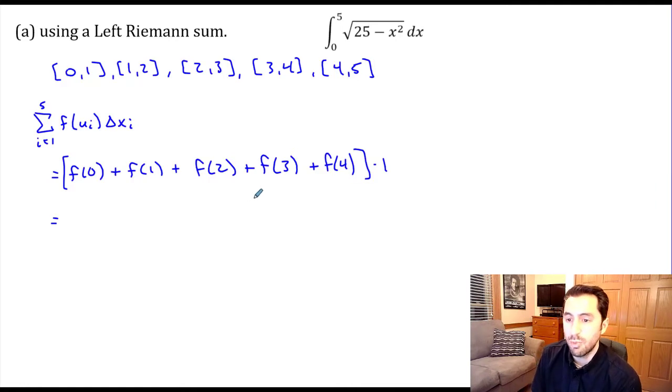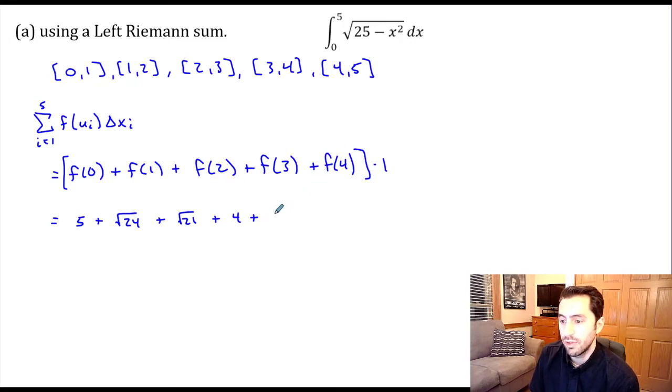All right, so now let's evaluate what we have here, and this is going to give us our approximation. f of 0, if I plug that in, I just get the square root of 25, which is 5. If we plug in 1, it's 25 minus 1, so that's the square root of 24. If we plug in 2, so 25 minus 2 squared, it's going to be the square root of 21. f of 3 is 25 minus 9, which is the square root of 16, which is 4. And then the last one, f of 4, so 25 minus 16, that's the square root of 9, which is 3.